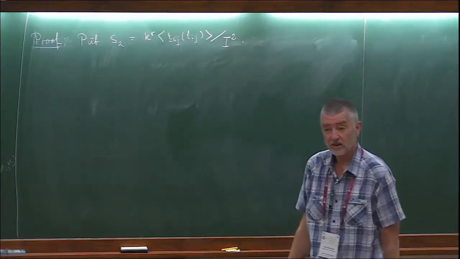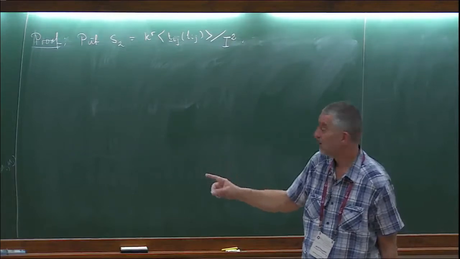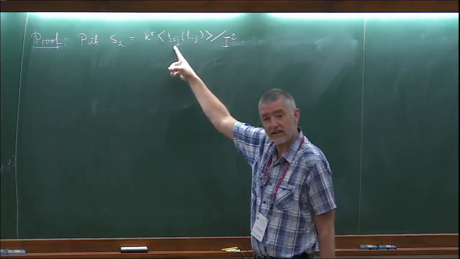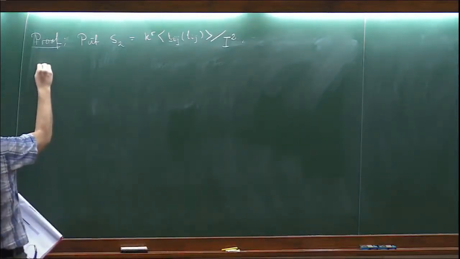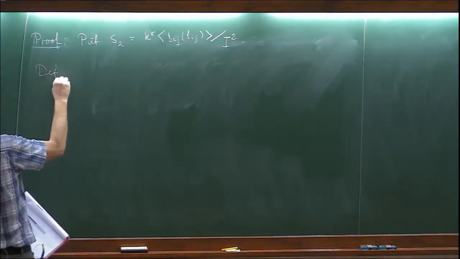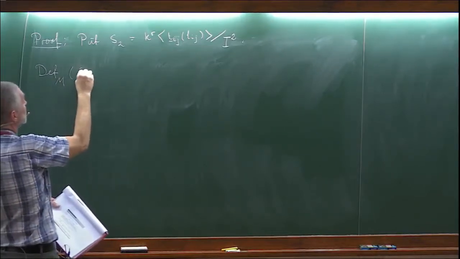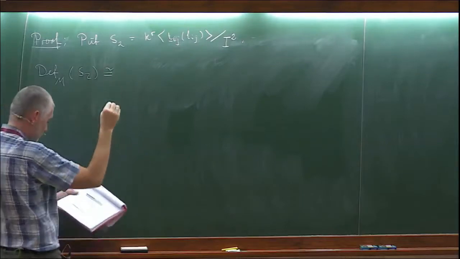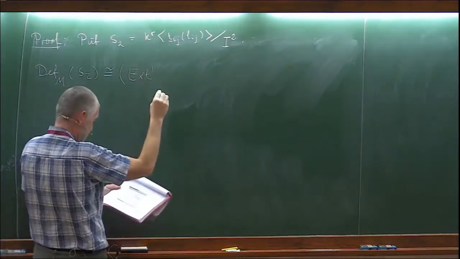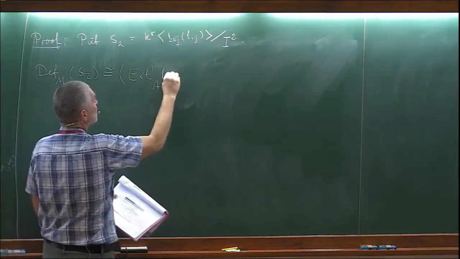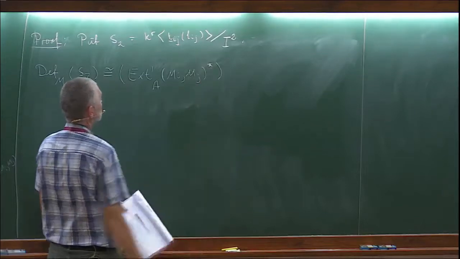Well, this is not the ring of dual numbers, but it is closed. For each T, it is the ring of dual numbers. So we have an isomorphism. Deformations of this M, which is a sum of all the MIs, of S2, this is isomorphic to X1A, MI, MJ, dual.